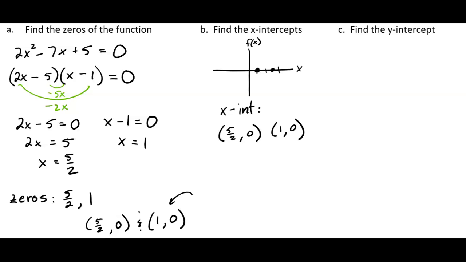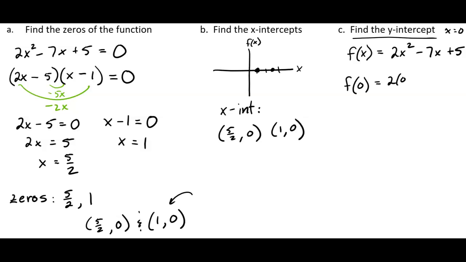Okay? And then finally it wants us to find the y-intercept. Well, to find the y-intercept, you take your function. I'm going to have to try to remember what it was here. So that was the original function. And you're going to let x equal 0. So you're thinking, what happens if x equals 0? So you're going to evaluate the function when x is 0. Well, you're going to get 0 here. 2 times 0, it's going to be 0. You're going to get 0 here. So you're going to get 5.